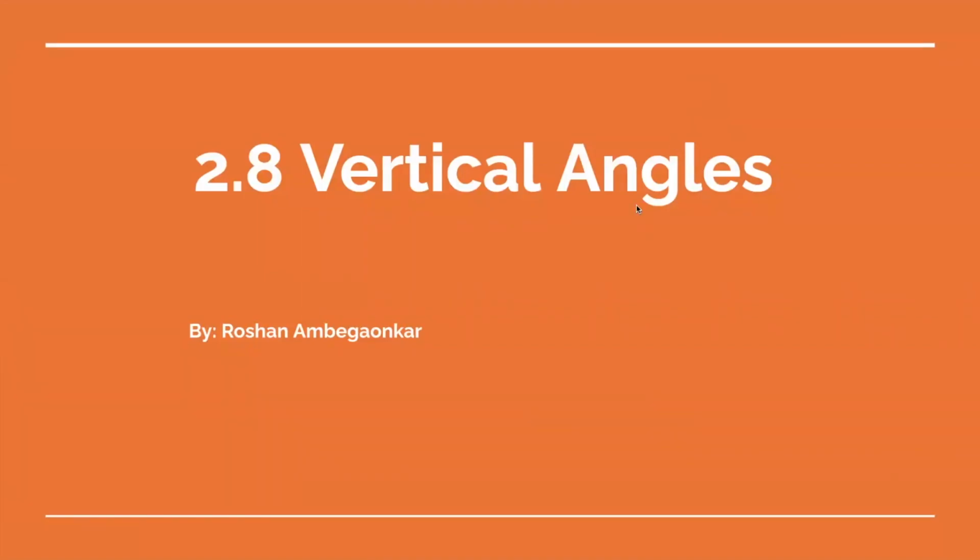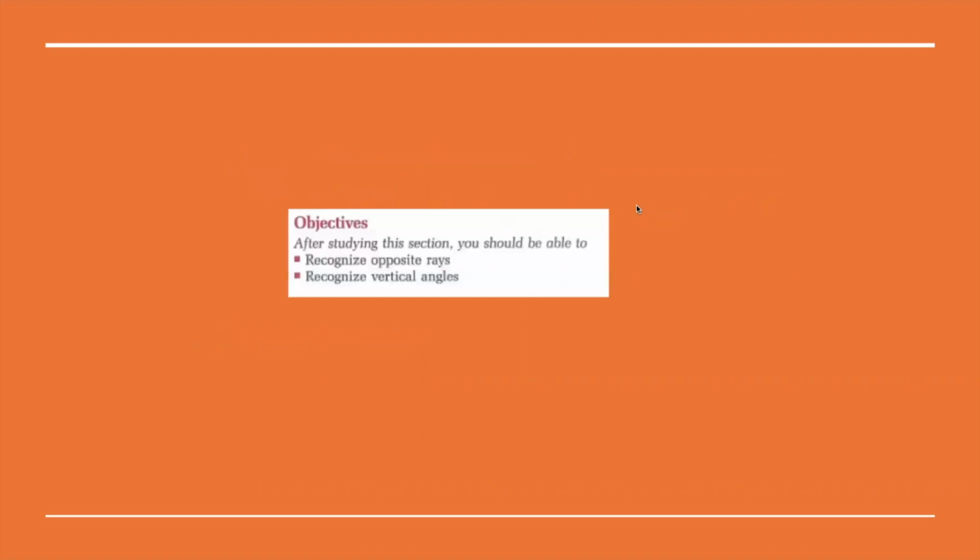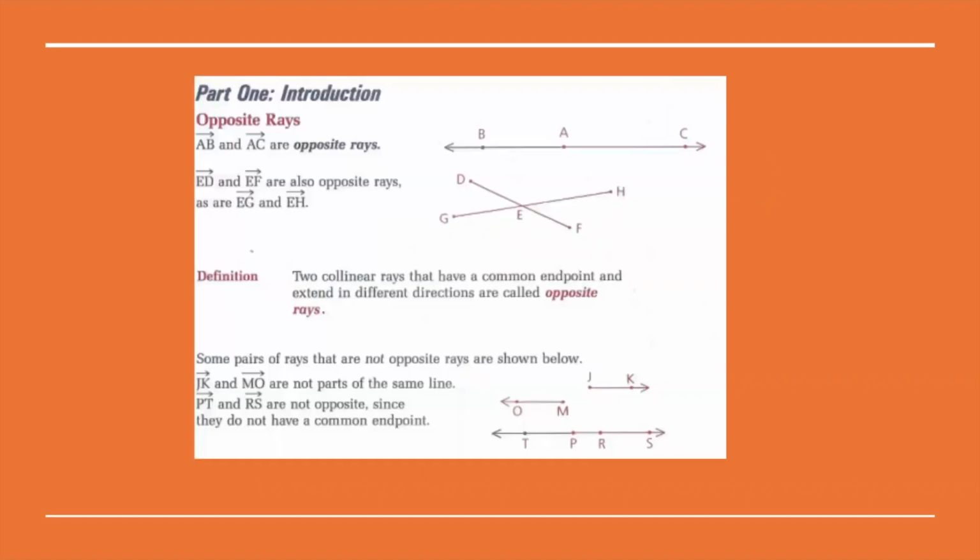Section 2.8 Vertical Angles. The objective of this section is to recognize opposite rays and recognize vertical angles. This is in part 1, introduction. It says opposite rays. AB and AC are opposite rays. ED and EF are opposite rays. EG and EH are also opposite rays.